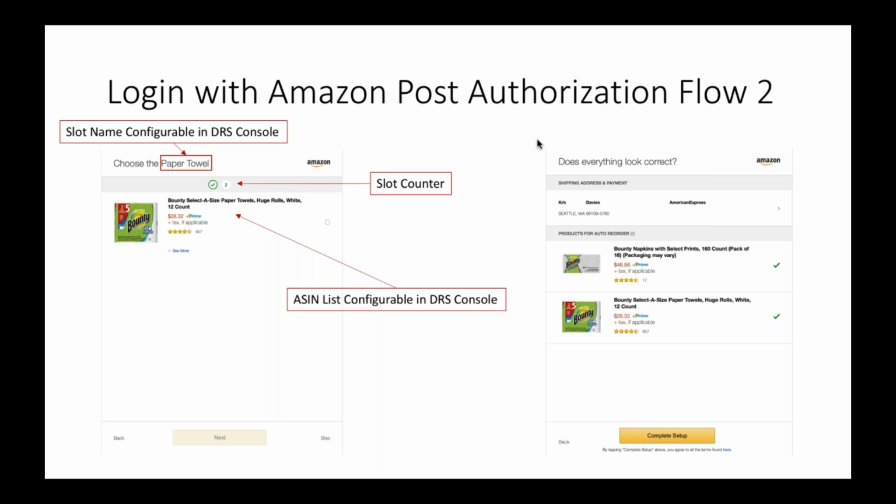So in this particular example, we have 2 slots for the paper towel, and we have 1 product in the list. Now, that's not a requirement. You can have many, many products in the list, and the more products you have, the more flexibility the customer has to interact with a sort and filter criteria, which appears right above the ASIN list.